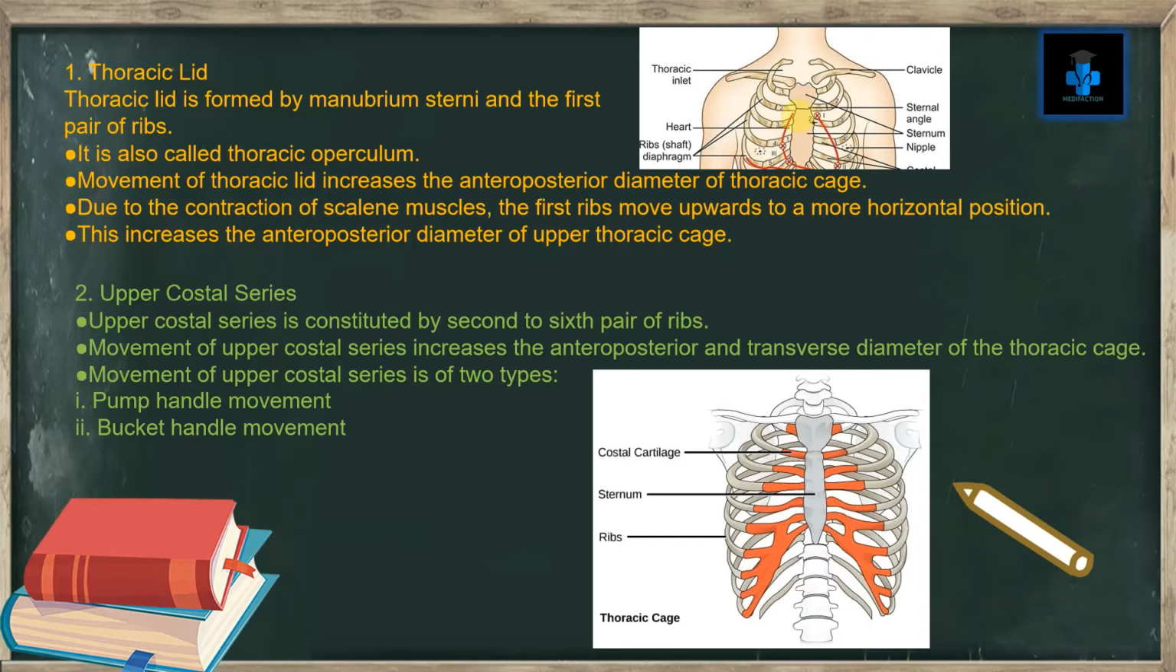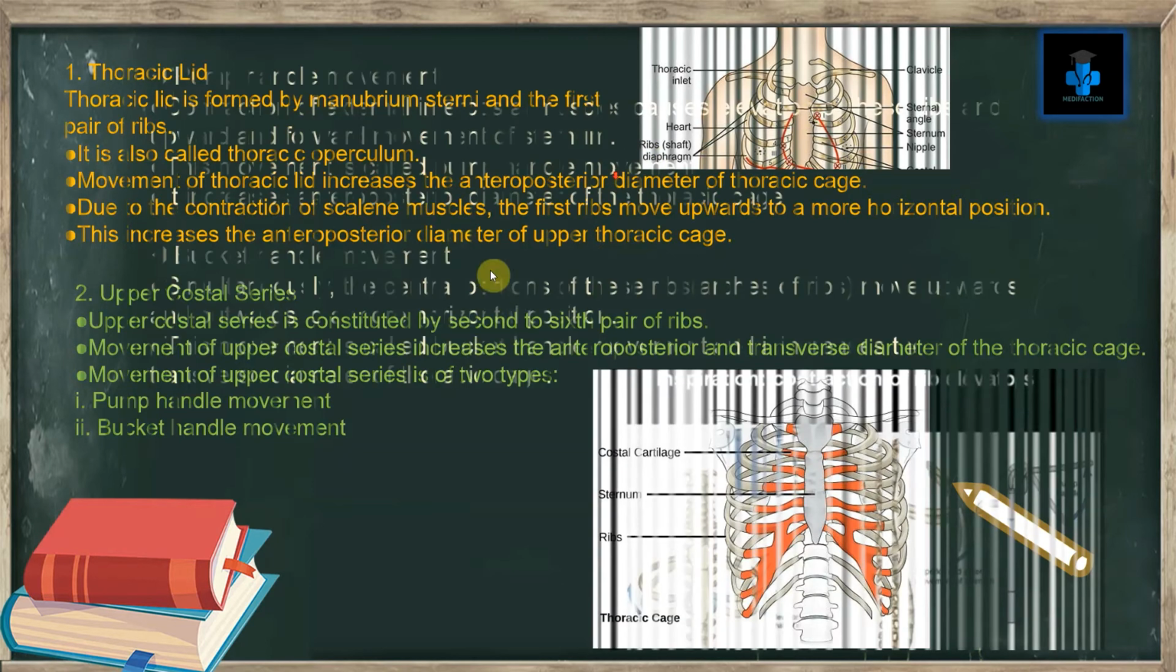Number two is the upper costal series. Upper costal series is constituted by second to sixth pair of ribs. Movement of upper costal series increases the anteroposterior and transverse diameter of the thoracic cage. Movement of upper costal series is of two types, pump handle movement and bucket handle movement. Let's learn what is pump handle movement and bucket handle movement.